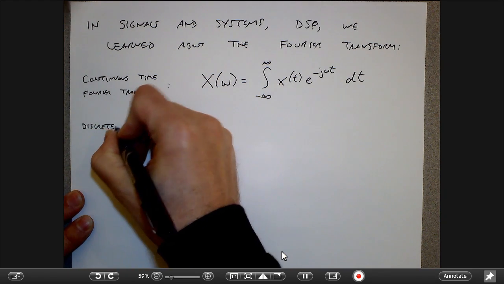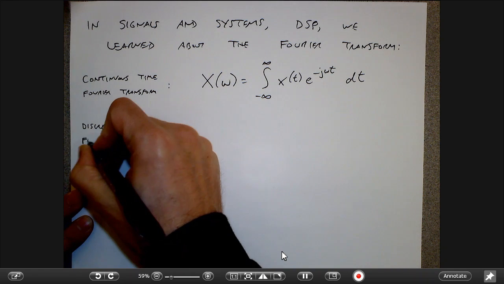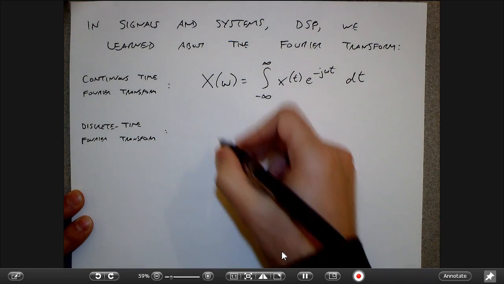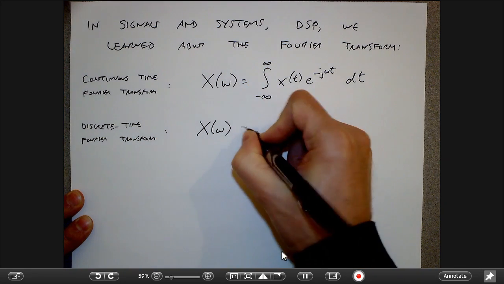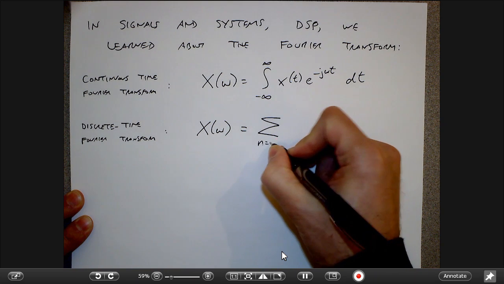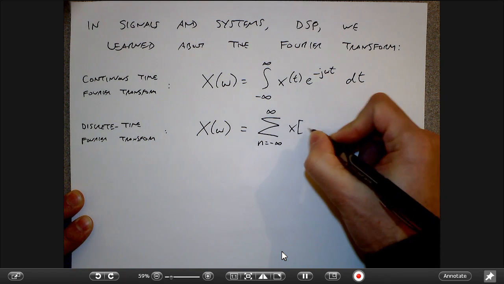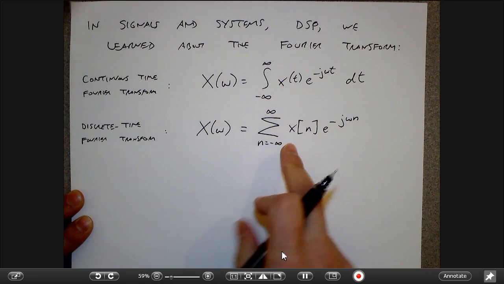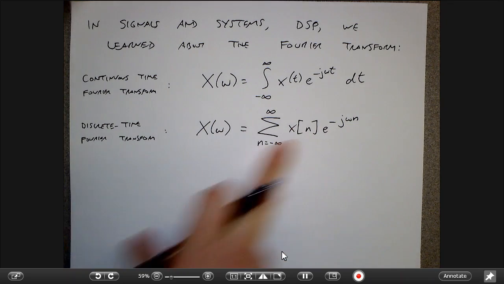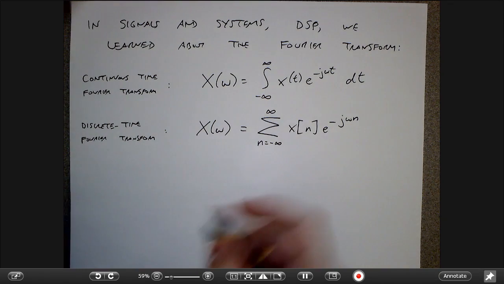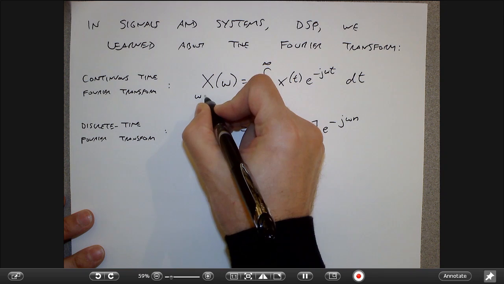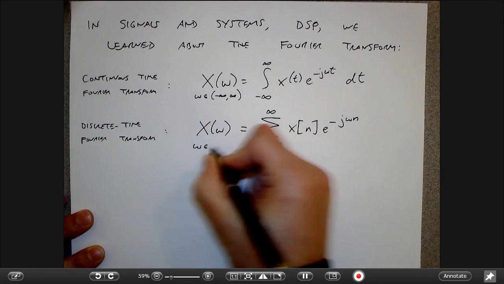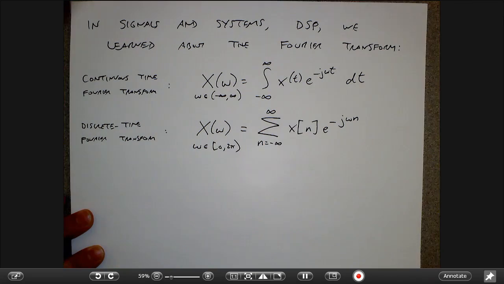Then, if you took DSP, we talked about something called the discrete time Fourier transform. That was more appropriate for digital signals because we assumed from the get-go that we only had discrete samples of a signal. And so the integral turned into a sum. Instead of integrating over continuous values, we summed over an infinite number of discrete values. And here, this omega was continuous in the range minus infinity to infinity. This omega basically wrapped around in the range 0 to 2 pi.